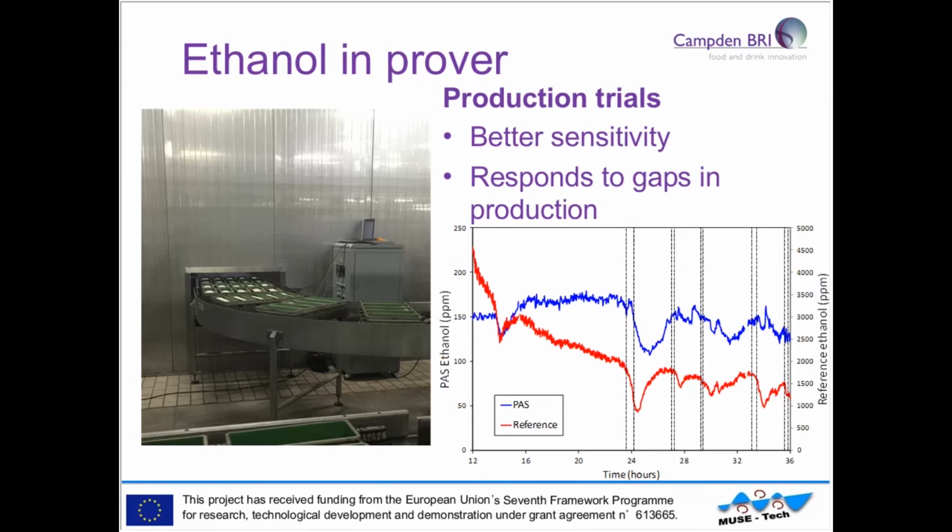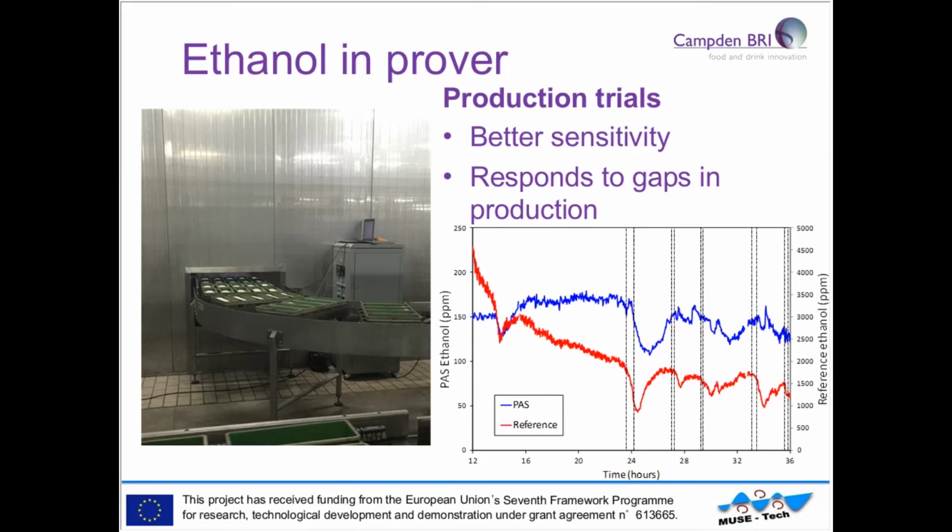That isn't so much of a problem when we go to a big commercial prover, though, and this has worked much better. So here you see traces over the course of 24 hours, both for the reference probe and for the photoacoustic spectrometer, showing the ethanol concentration in the commercial prover. And here we're running it continuously. There's a nice concentration of ethanol in there, and we get a good signal.